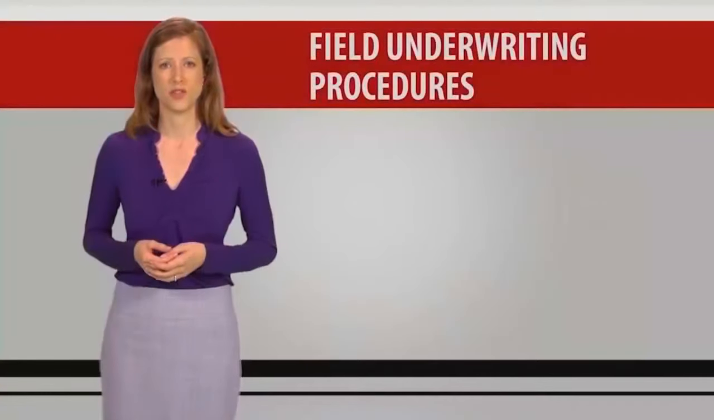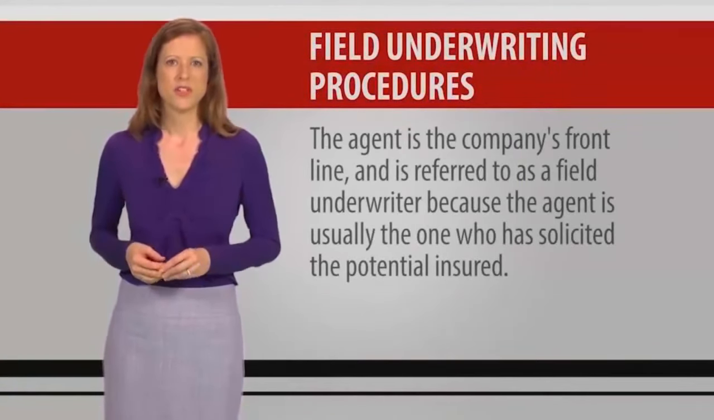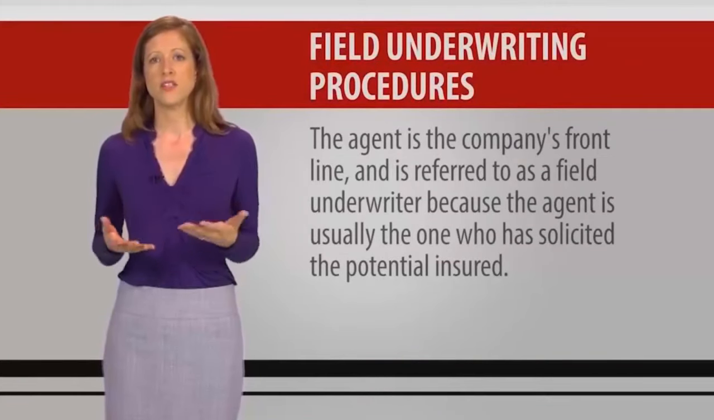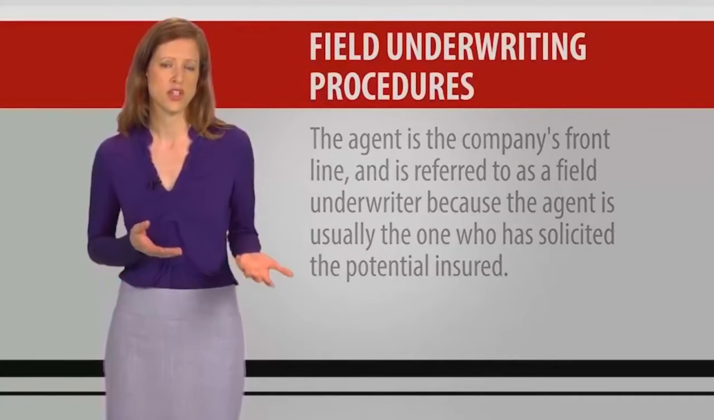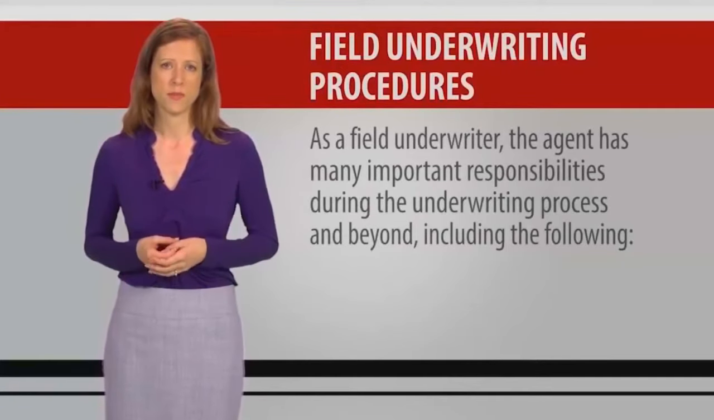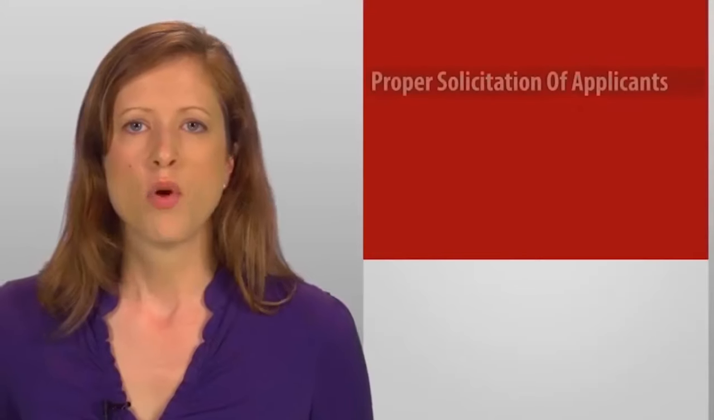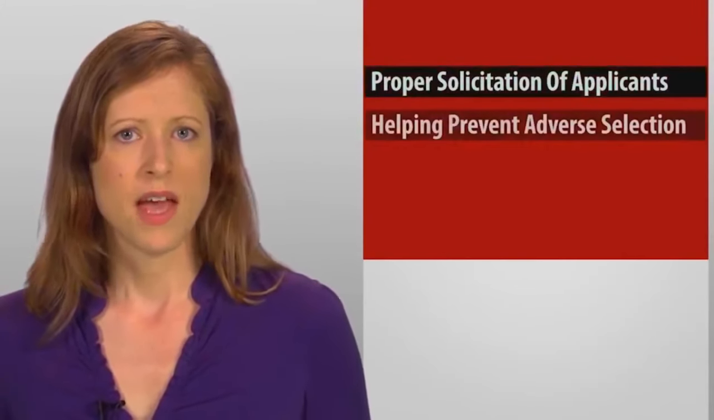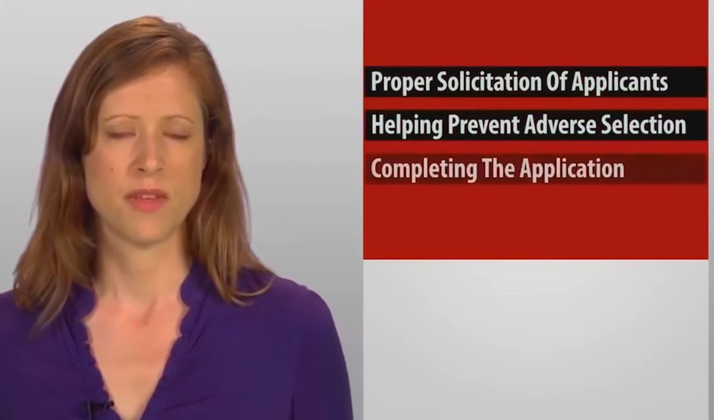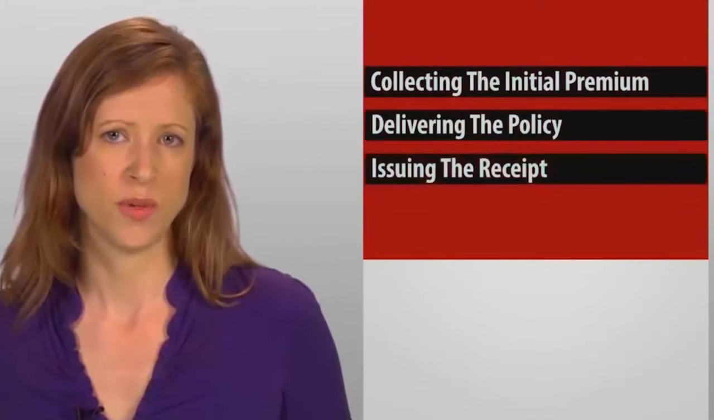Field underwriting procedures. The agent is the company's front line and is referred to as a field underwriter because the agent is usually the one who has solicited the potential insured. As a field underwriter, the agent has many important responsibilities during the underwriting process and beyond, including the following: proper solicitation of applicants, helping prevent adverse selection, completing the application, obtaining the required signatures, collecting the initial premium, delivering the policy, and issuing the receipt.